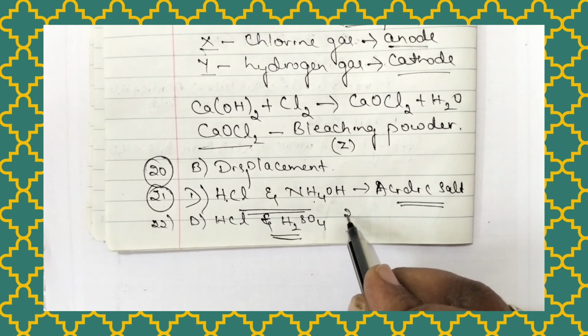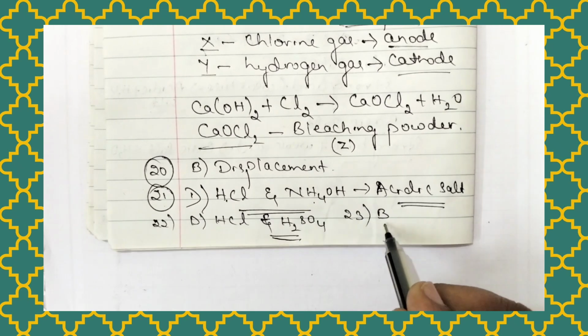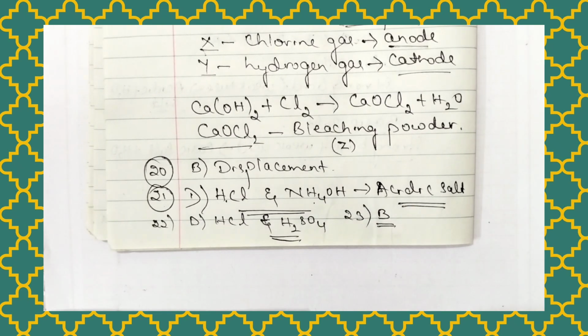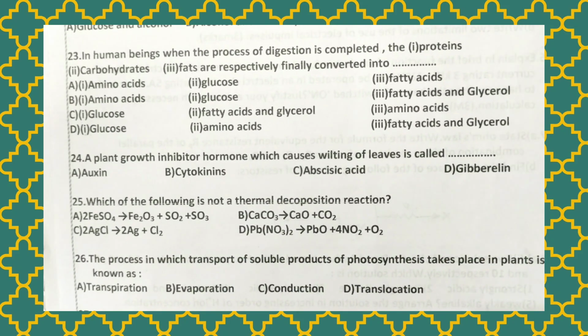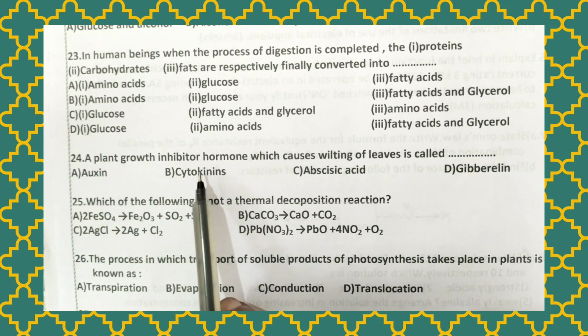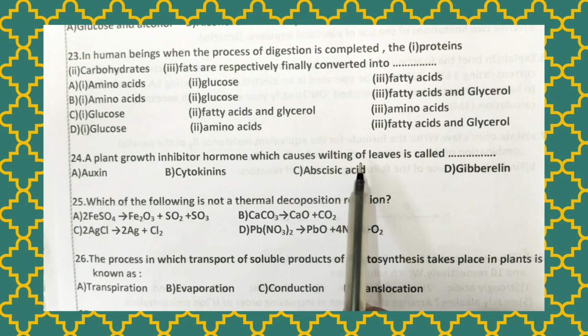So for the 23rd question, option B, that is amino acids, glucose, and fatty acids and glycerol. Now let us move to question number 24. A plant growth inhibitor hormone which causes wilting of leaves.